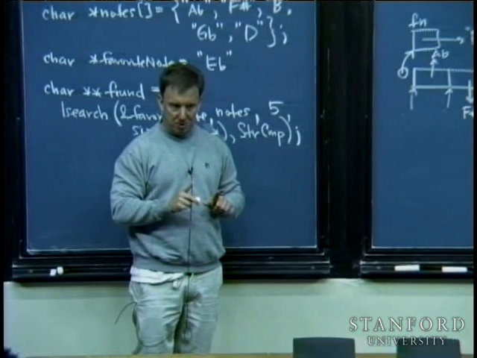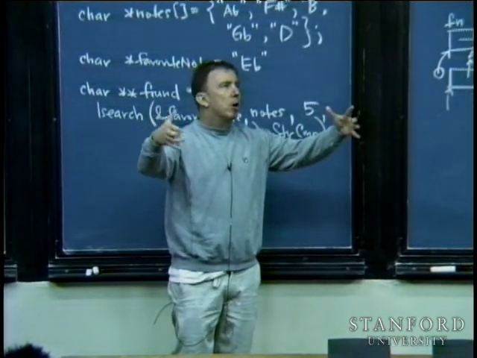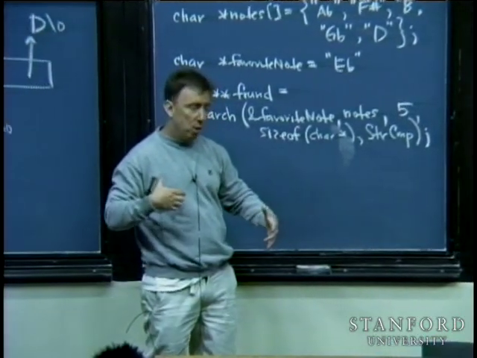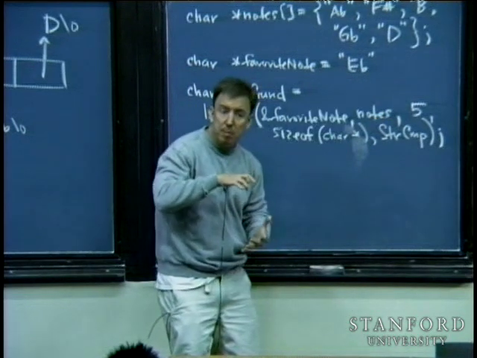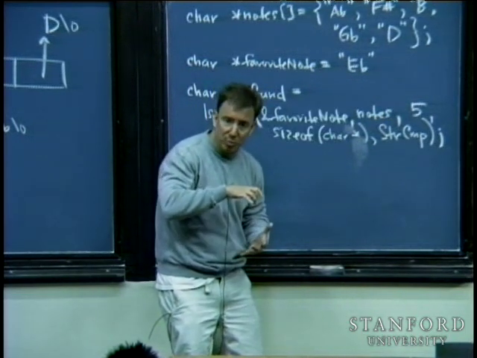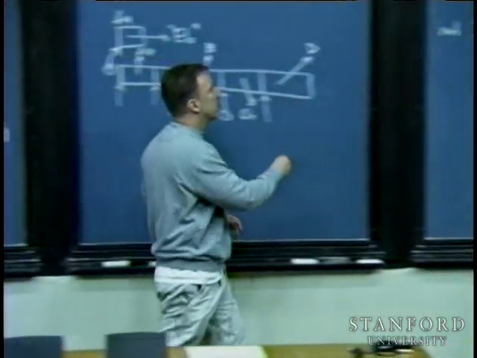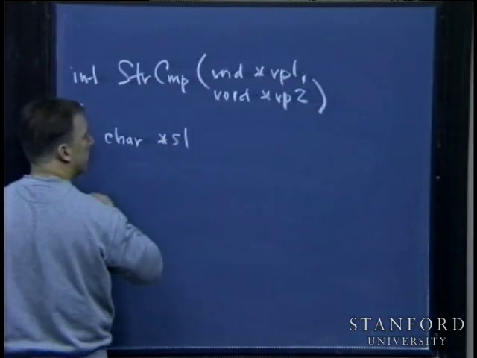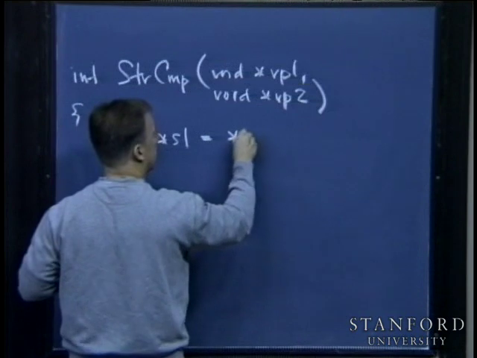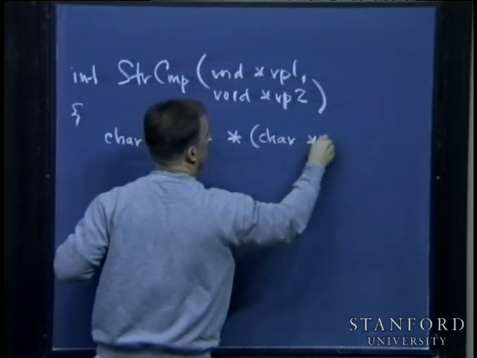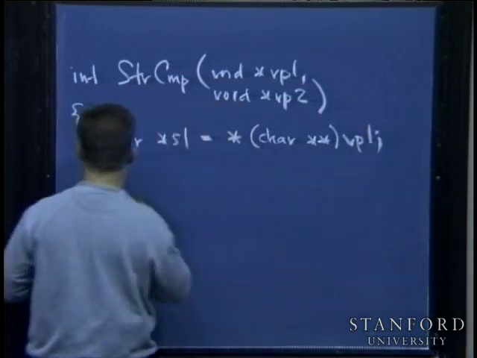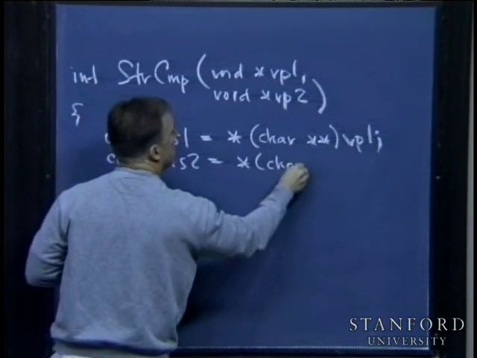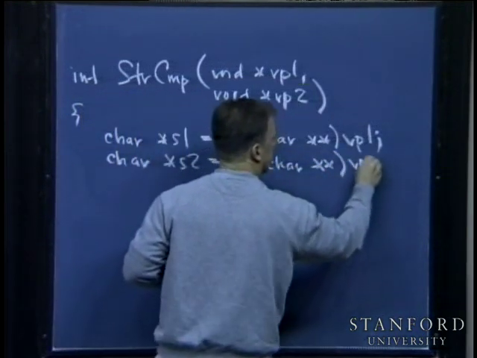Okay, makes sense? So now that I've caused the implementation of LSearch to just momentarily jump back to my type safe code. The signature isn't type safe, but the code that's inside can become type safe if I actually cast things properly. So I'm going to go ahead and do this. You're going to love this. car star S1, for string 1, is equal to asterisk, car star star VP1, and car star S2 is equal to asterisk, car star star VP2.